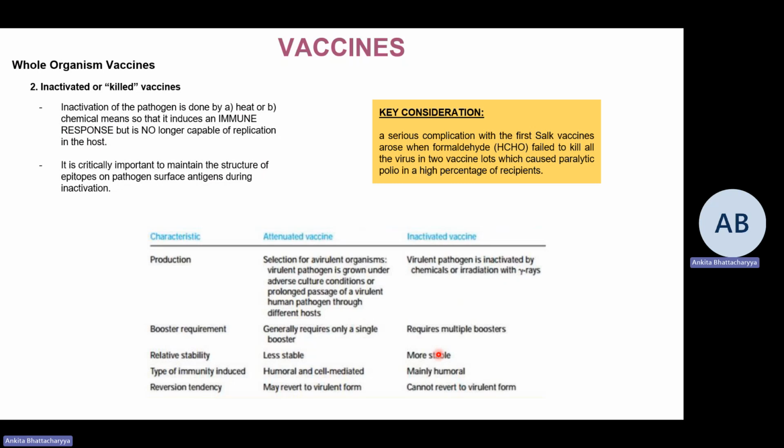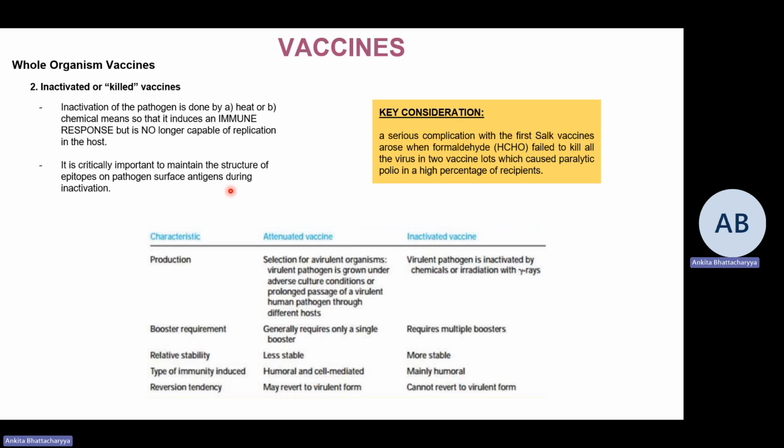Apart from that, the second subtype is inactivated or killed vaccines. Of course, inactivation of the pathogen has to be done by some means, usually by heat or by chemical means, so that it induces an immune response but is no longer capable of replicating in the host. It is critically important to maintain the structure of the epitopes, because that is what will induce the immune response upon being administered into an individual. So it's important to maintain the structure of these surface antigen epitopes during this inactivation process.